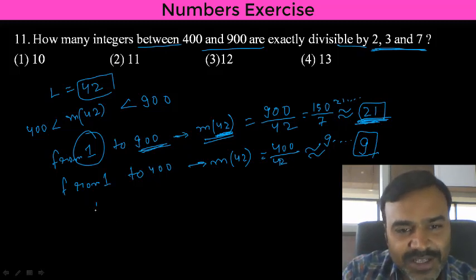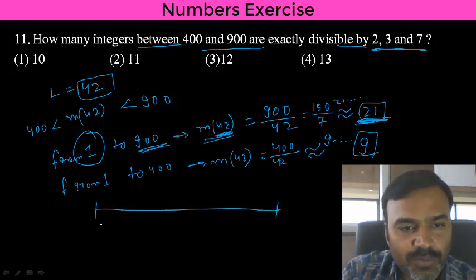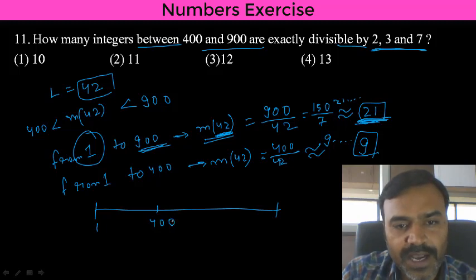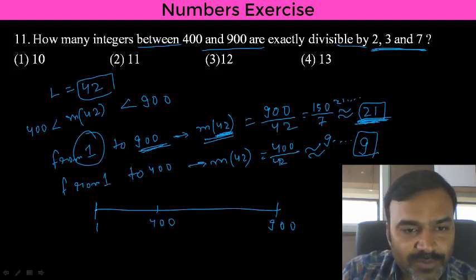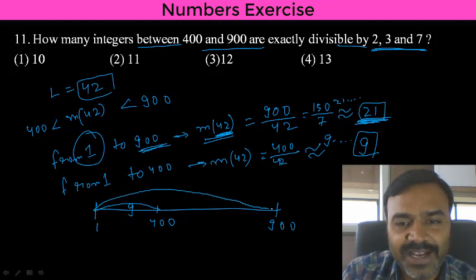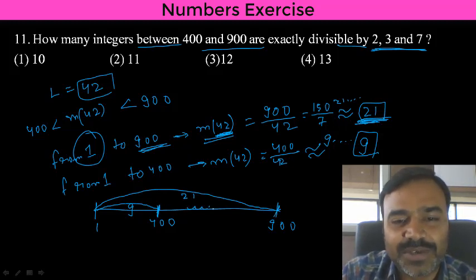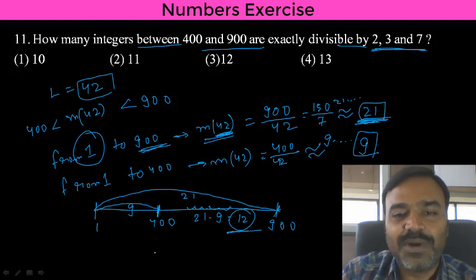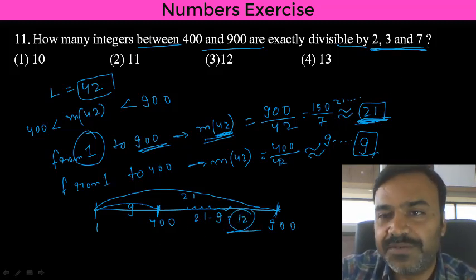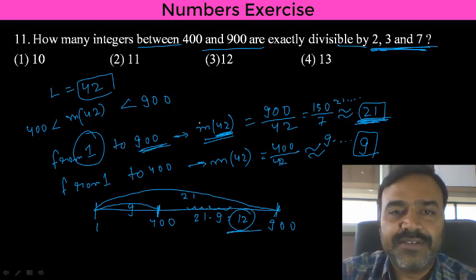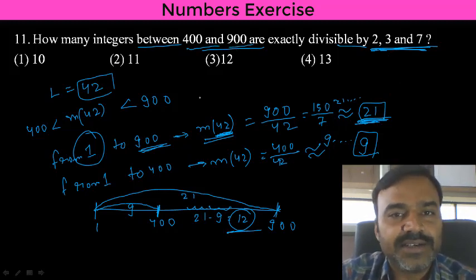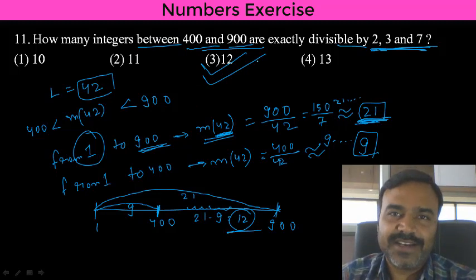Right? Now you see, look at the number line. So from 1 to 400 and to 900. From 1 to 400 we have 9 numbers. From 1 to 900 we have 21 numbers. So I think by common sense you can make out how many numbers will be there from 400 to 900. Very clearly 21 minus 9, that is 12. So there are 12 multiples of 42. So there are 12 numbers which are divisible by all of these 2, 3, 7 between 400 and 900. That is option 3 is the correct answer.